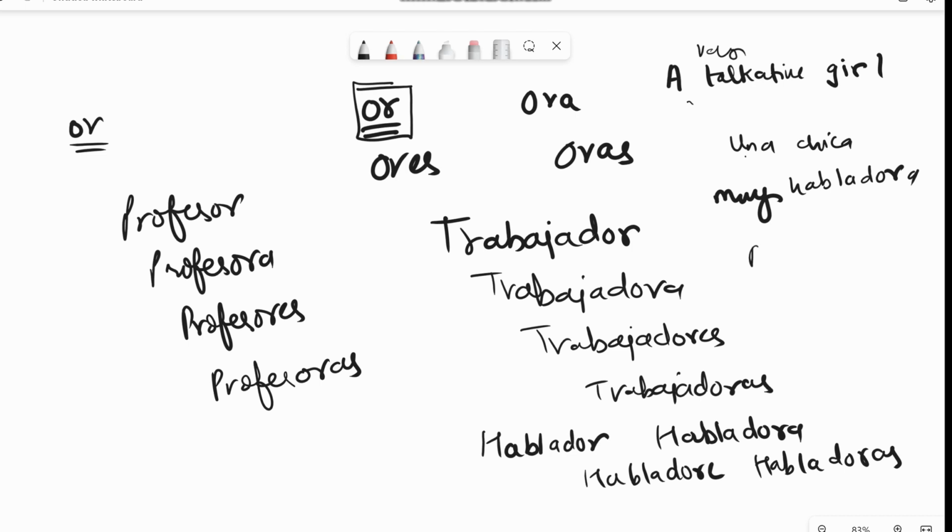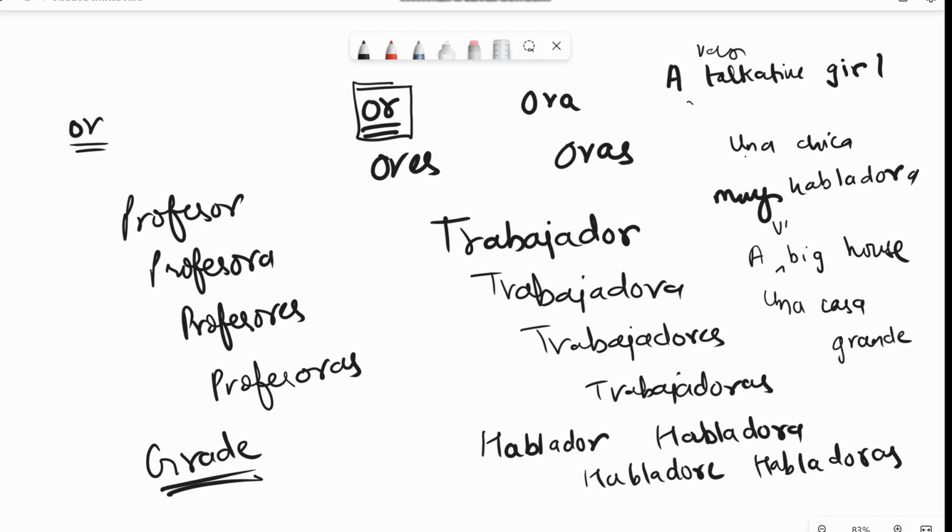If I wanted to say a big house, now big is another adjective that ends in E, that means it is gender neutral. So if I wanted to say a big house, una casa grande. If I wanted to say a very big house, una casa muy grande. So muy comes before the adjective. In English, you're saying a very big house. In Spanish, you're actually saying a house very big. So be careful with the placement of the adjective and muy. A lot of my students would write una muy casa grande. That does not make any sense. That would mean a very house big. That doesn't make any sense at all.